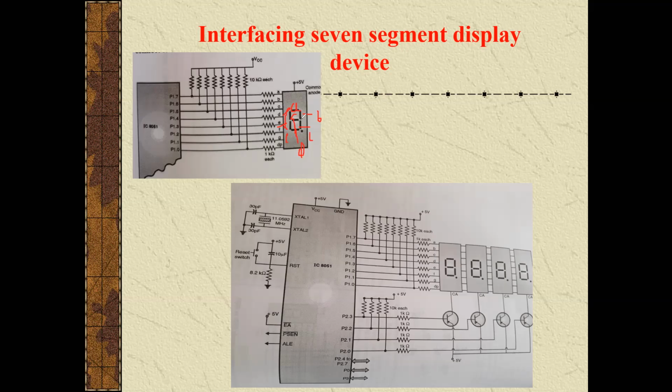And another connection, DP, is nothing but a decimal point. By forward biasing the different LED segments, we can display the digits 0 to 9. So by using this 7-segment display, we can display from 0 to 9.